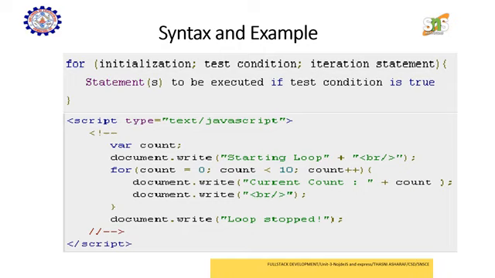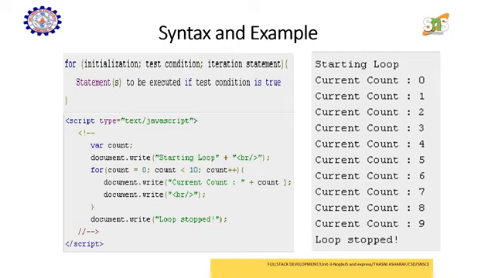Here the syntax is for, initialization, test condition, and next my iteration statement. The statement will be executed only if the test condition is true. So in my for loop, the count starts from 0 and the test condition is less than 10. Then it will be incremented automatically to the next count. So my current count will print the next count. Once it is all done, the loop will be stopped. So this is my for loop. We can use any of these, do while, for, anything. Everything follows the same format.